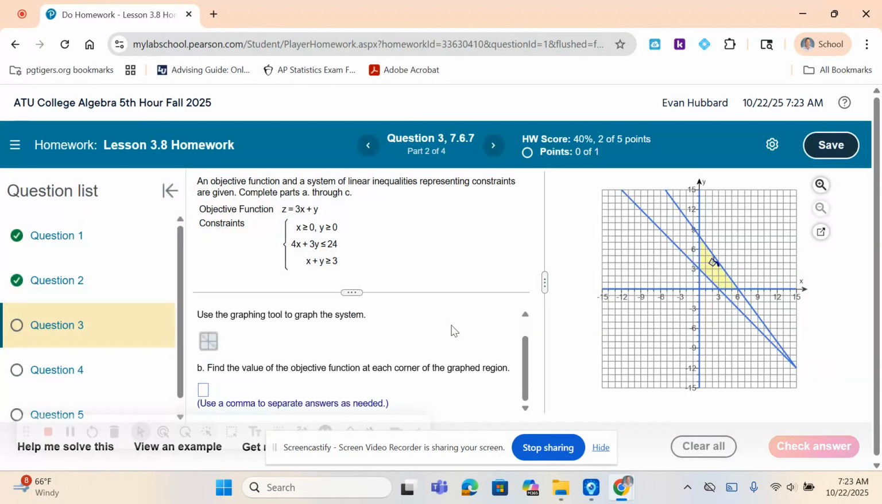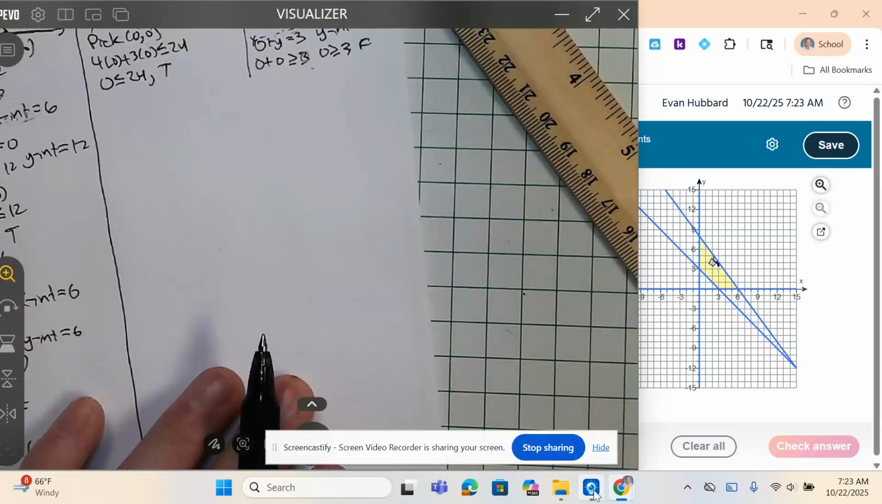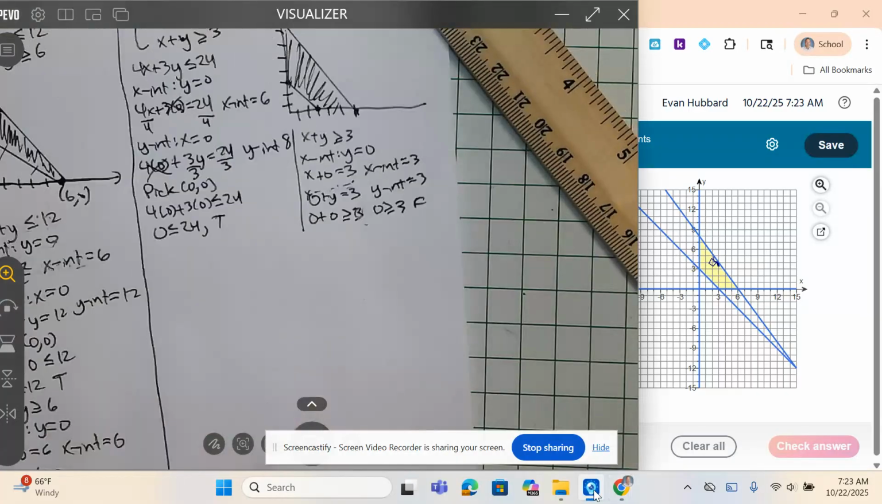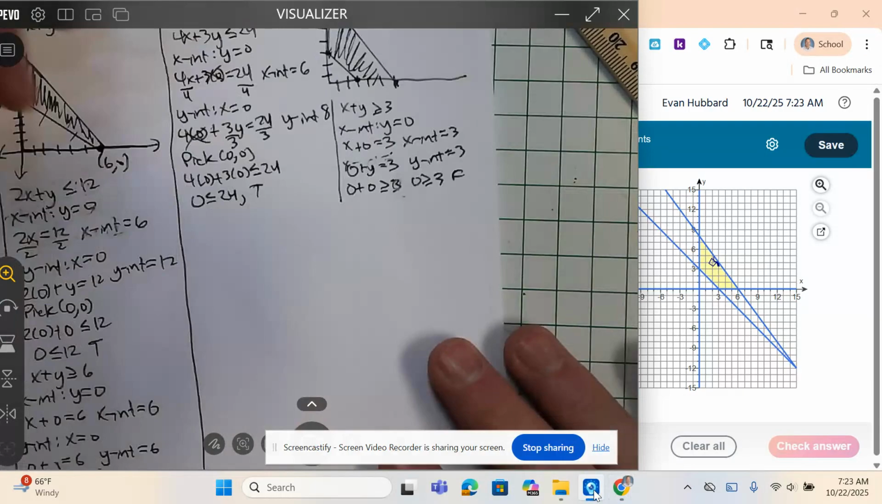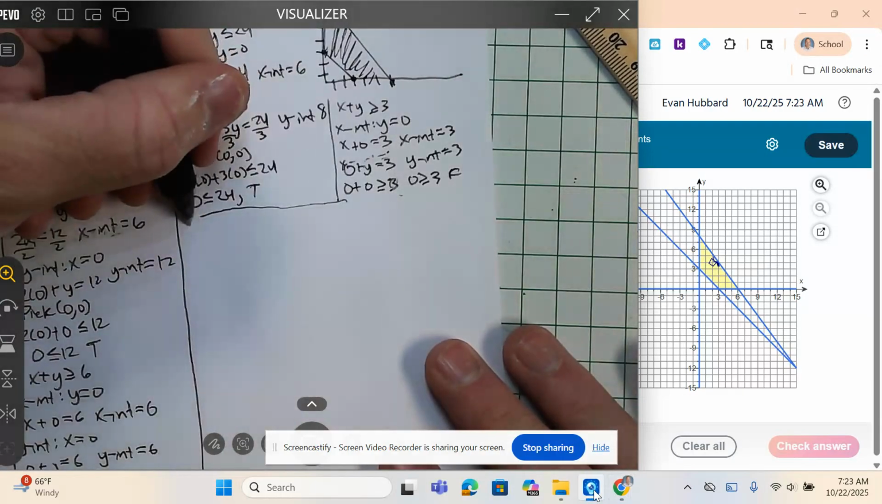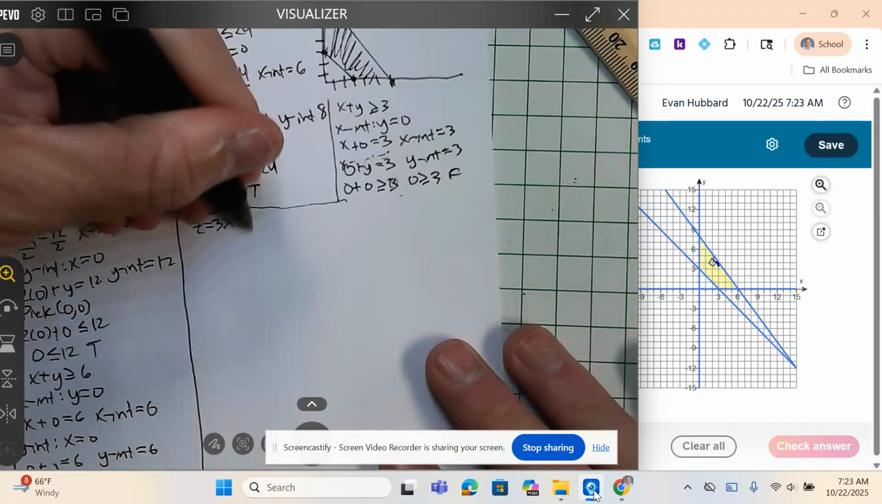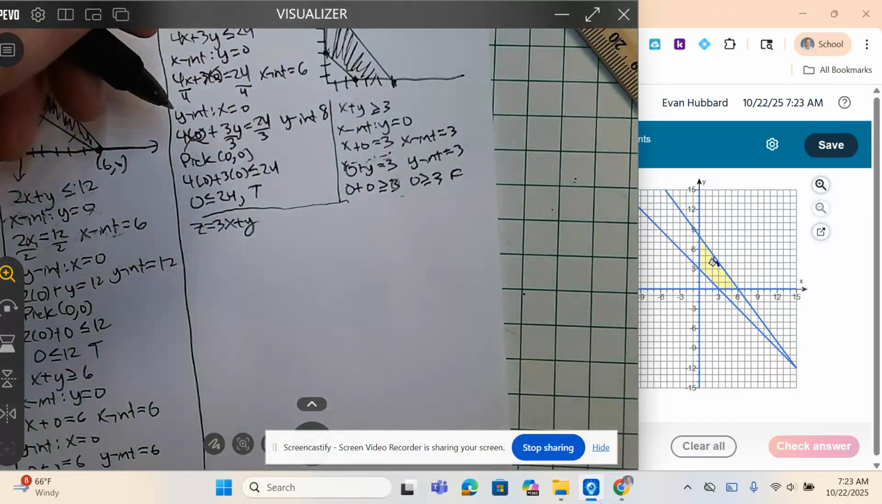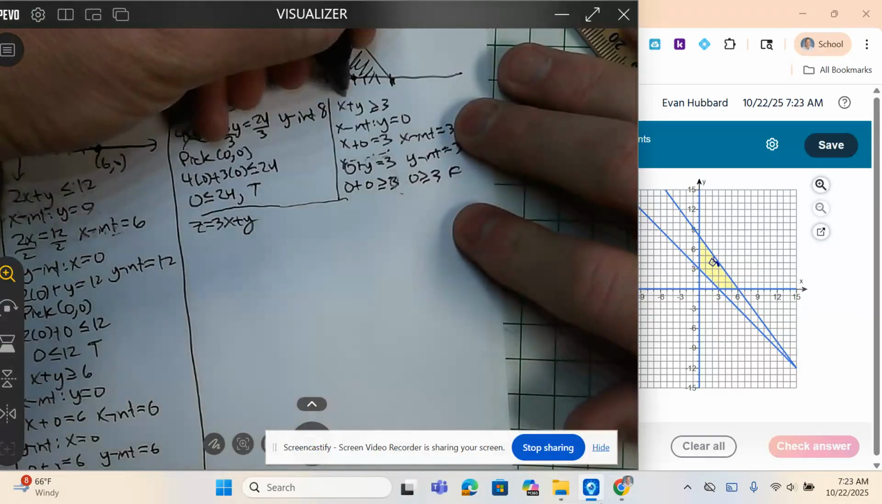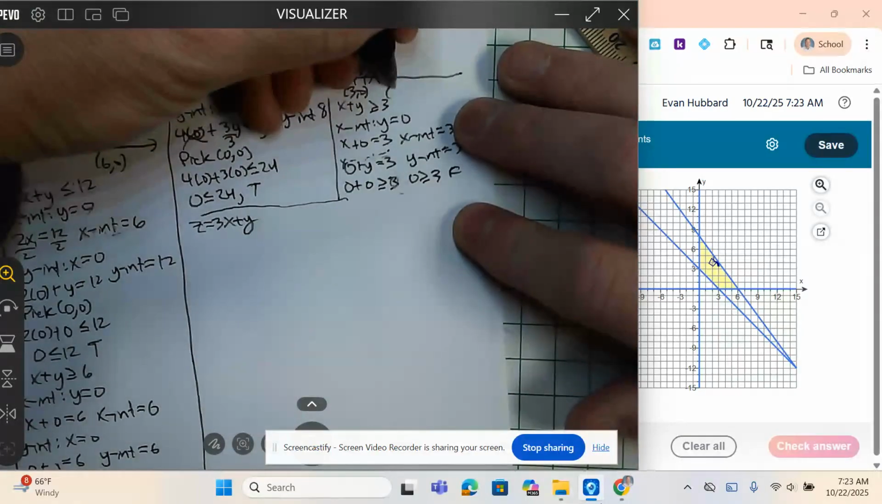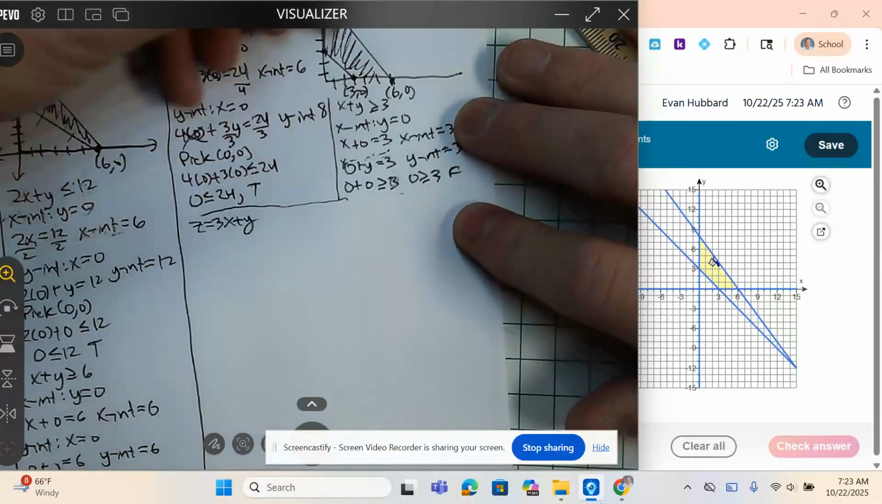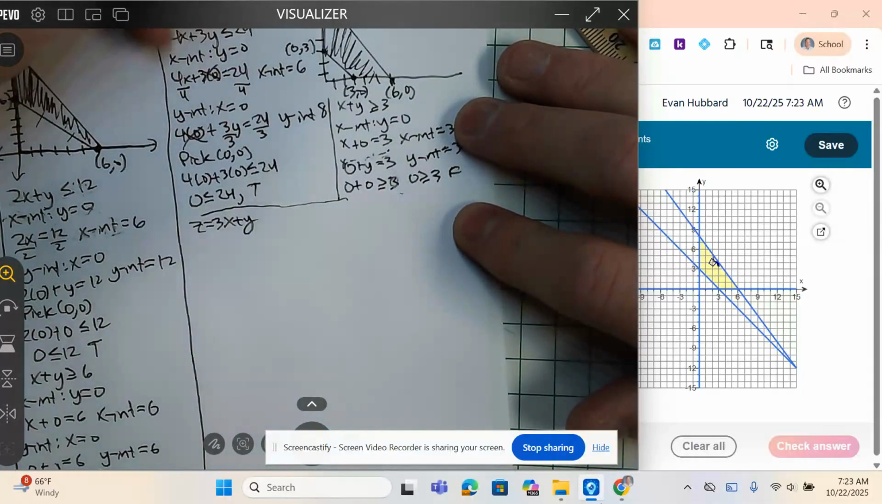Okay. Now find the value of the objective function at each coordinate. So for this, I'm going to go back to this. Z equals 3x plus y. So my points here on my boundaries, I've got 3, 0, 6, 0, 0, 3, and 0, 8.